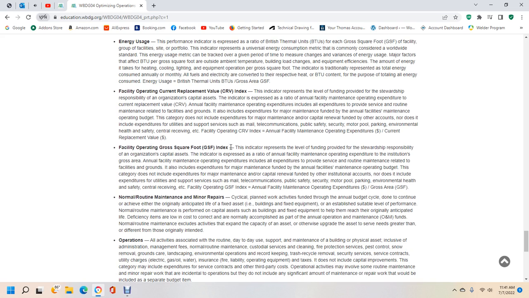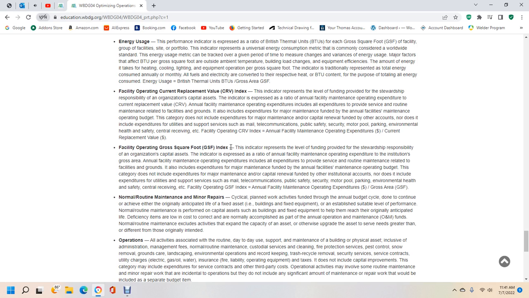The indicator represents the level of funding provided with the stewardship responsibility for the organizational capital asset. The indicator is expressed as the ratio of the annual facility operating expenditures to current replacement value. Annual facility maintenance operating expenditures include all the expenditures to provide routine maintenance related to the facility and grounds, including the major maintenance funding of the annual facility maintenance operating budget.